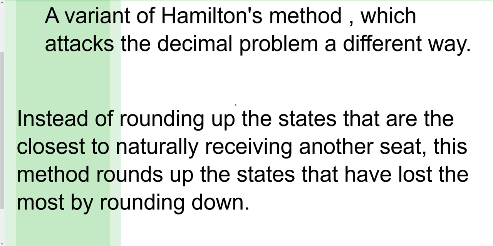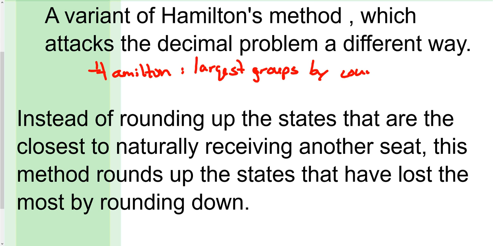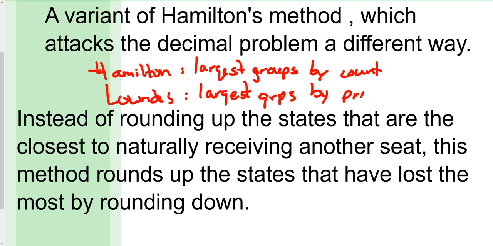So the idea here is that Hamilton's method goes by largest groups by count. And so Hamilton adds extra representatives to the largest group by count. Lowndes adds to the largest groups by proportion.